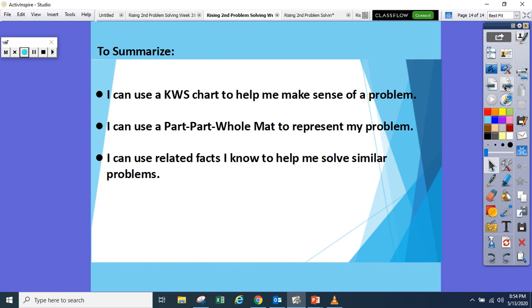So let's recap. Let's summarize what we've done in this mini lesson. We've looked at how we can use a KWS chart to help make sense of a problem and keep us organized. We've also looked at how we can use a Part-Whole Map to represent our problem. We've also looked at how we can use facts that we already know, related facts, to help us solve similar problems. Boys and girls, in the next practice exercises that you do, you'll be working on all of those different models, the KWS chart, the Part-Whole Map, and related facts.